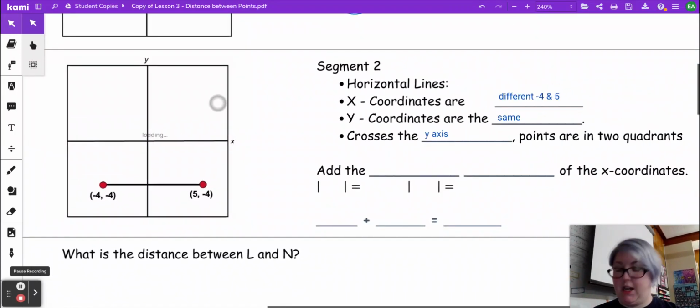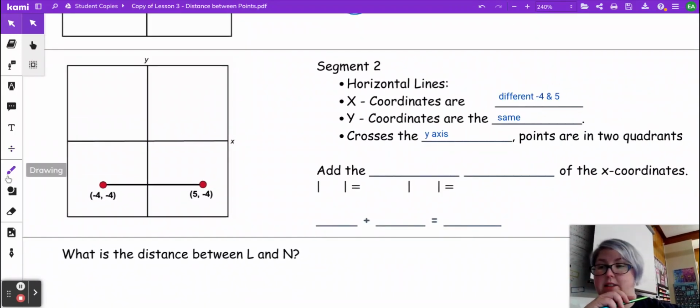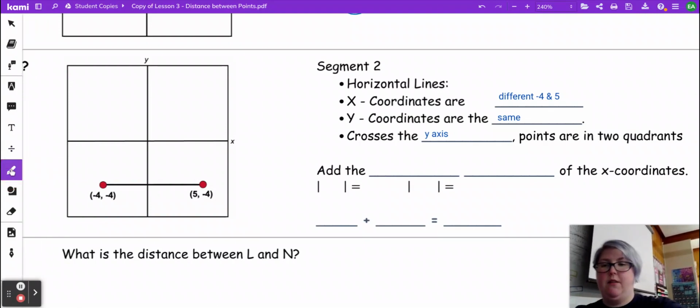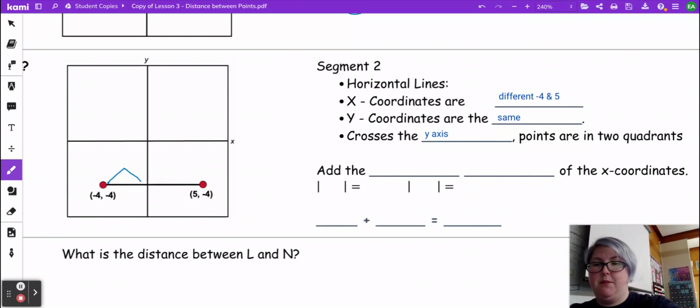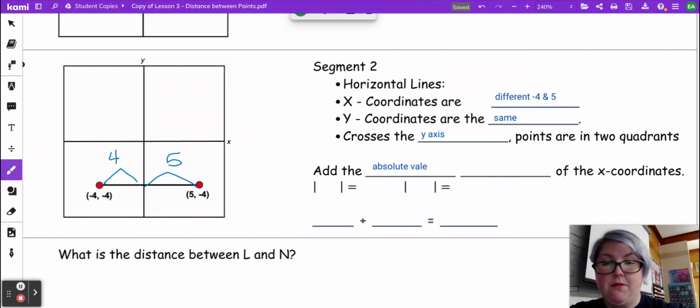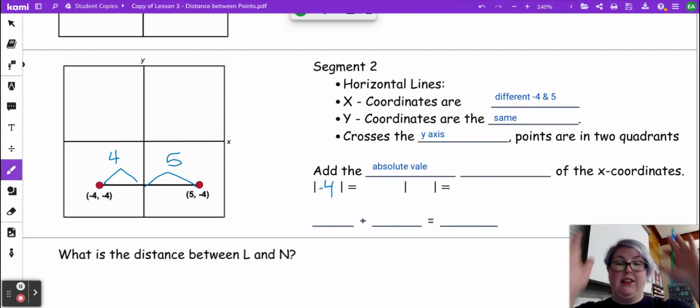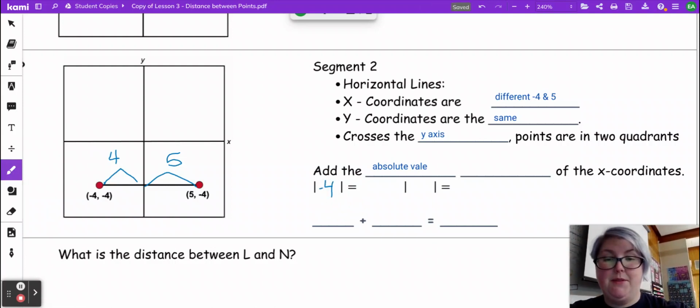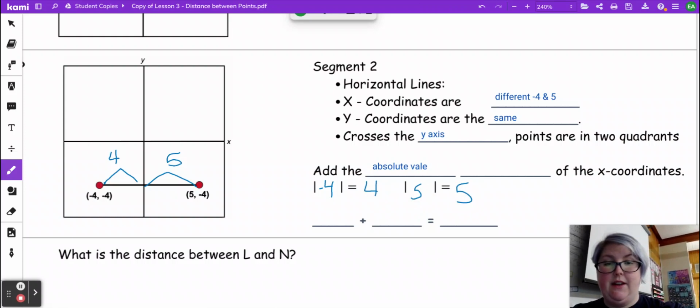This will change how we find the distance because we can't just do the simple math now, because from this part of the segment to this part is 4, and from this part of the segment to that part is 5. So we are going to add the absolute value of the coordinates. Remember, when we talk about absolute value, you have to put the line on either side, because the absolute value of -4 is 4 and the absolute value of 5 is 5. Now we can add 4 plus 5 to give us 9 units.